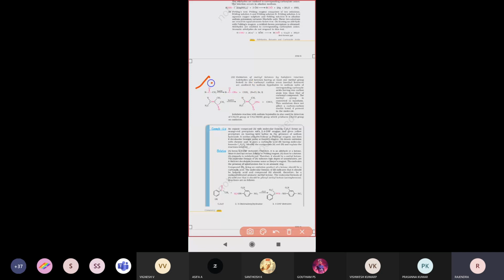That means when ketones are treated with sodium hypohalite, oxidation takes place. How does it oxidize? If we do oxidation of ketones, they form carboxylic acid, right, while treating with sodium hypohalite.